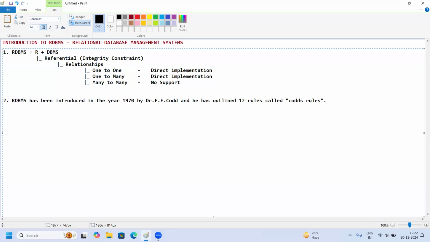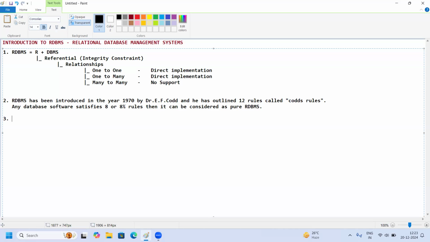And then he mentioned one limit. What is it? If any database software satisfies 8 rules, I mean to say, okay, 8 or 8.5 rules, then it can be considered as a pure RDBMS.